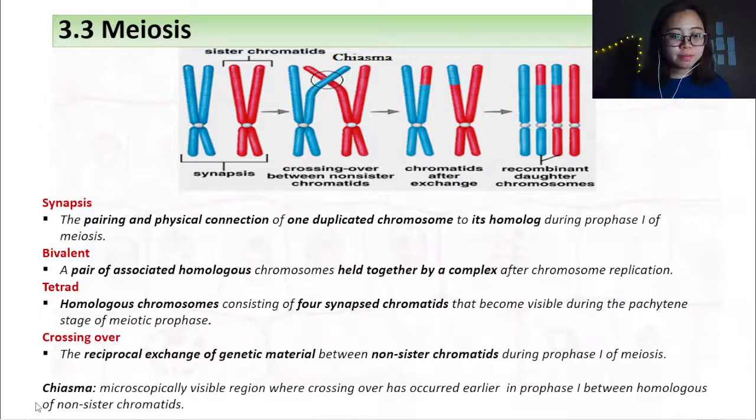Okay, one more term is chiasma. Chiasma ataupun chiasma lah, mana tahu kamu mau senang hafalkan, kamu mau cakap chiasma. Chiasma is a microscopically visible region where crossing over has occurred earlier. Chiasma means tempat di mana crossing over berlaku. So in this diagram, dia sudah kasih bulat, tempat di mana crossing over berlaku adalah chiasma di sini. Kadang-kadang soalan tanya, ada berapa chiasma dalam gambar ini? Jadi kamu perlu pandai kira lah.